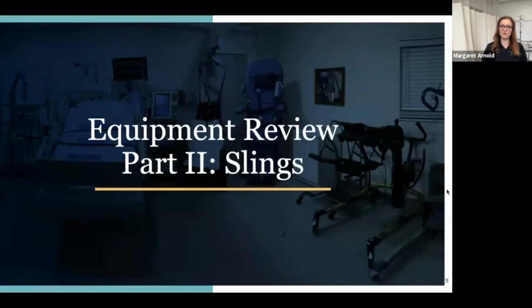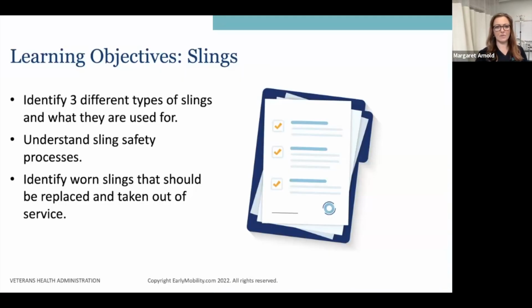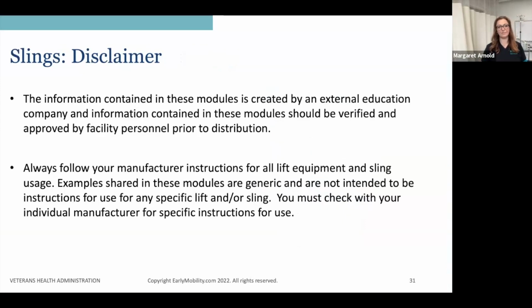Part 2 of our equipment review is on slings. Our learning objectives are to identify 3 different types of slings and what they're used for, understand sling safety processes, and identify worn slings that should be replaced and taken out of service.